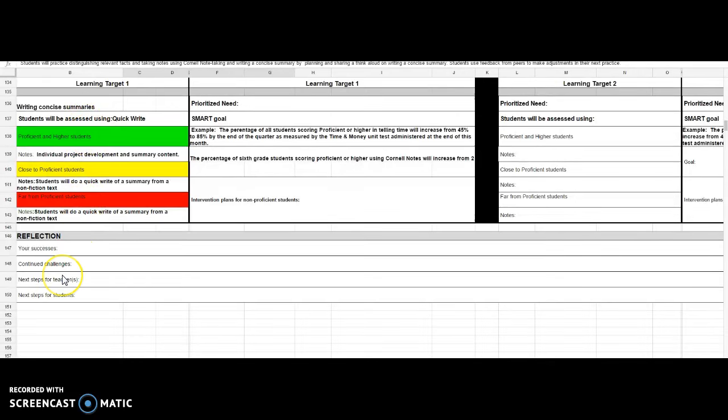At the end of each quarter, you will do a reflection. The reflection is your successes, challenges, next steps for teachers, and next steps for students. Again, the reflection piece should be completed quarterly, and it will reflect your quarterly short cycle reflection.